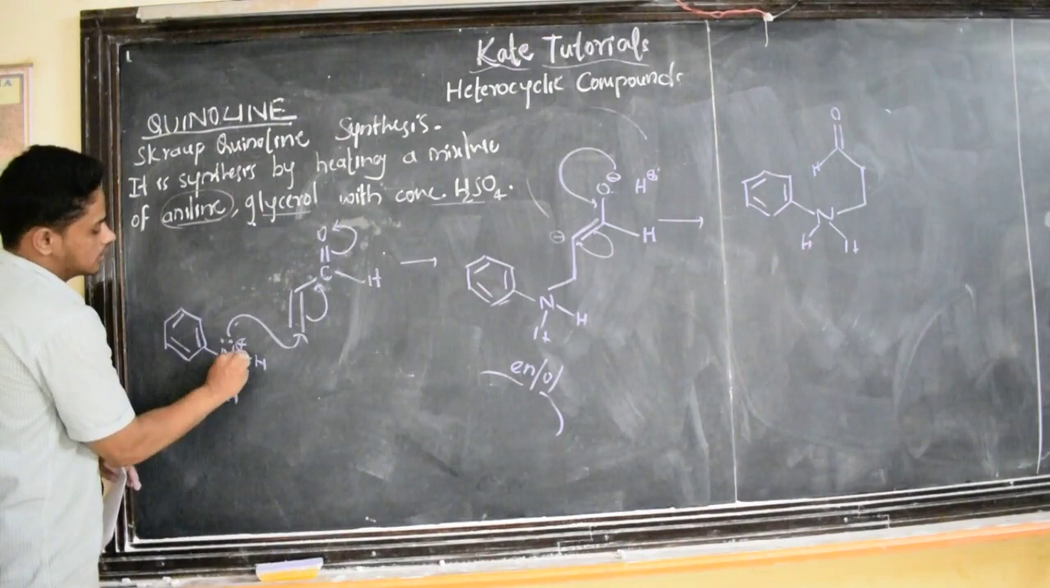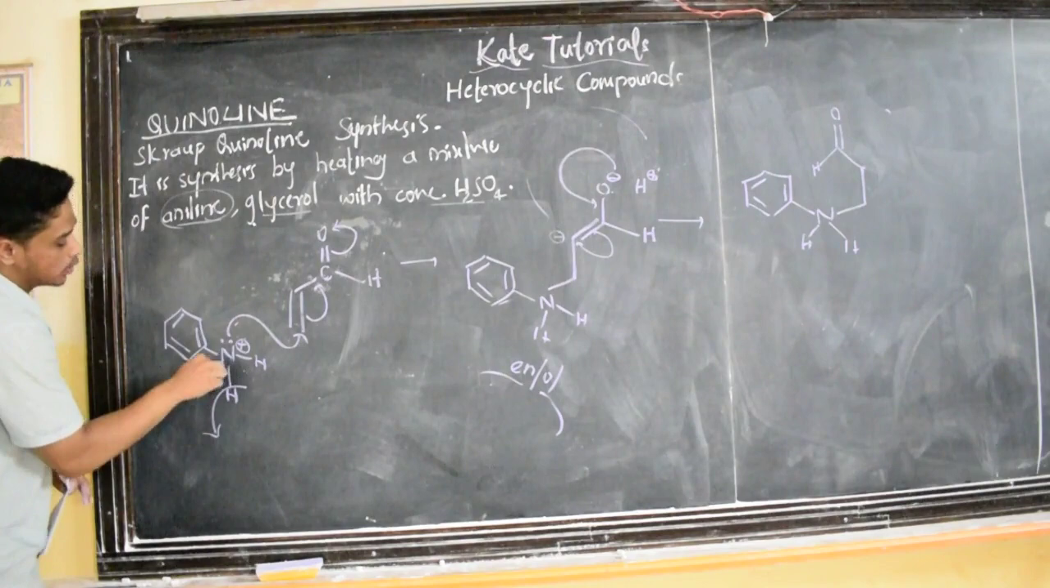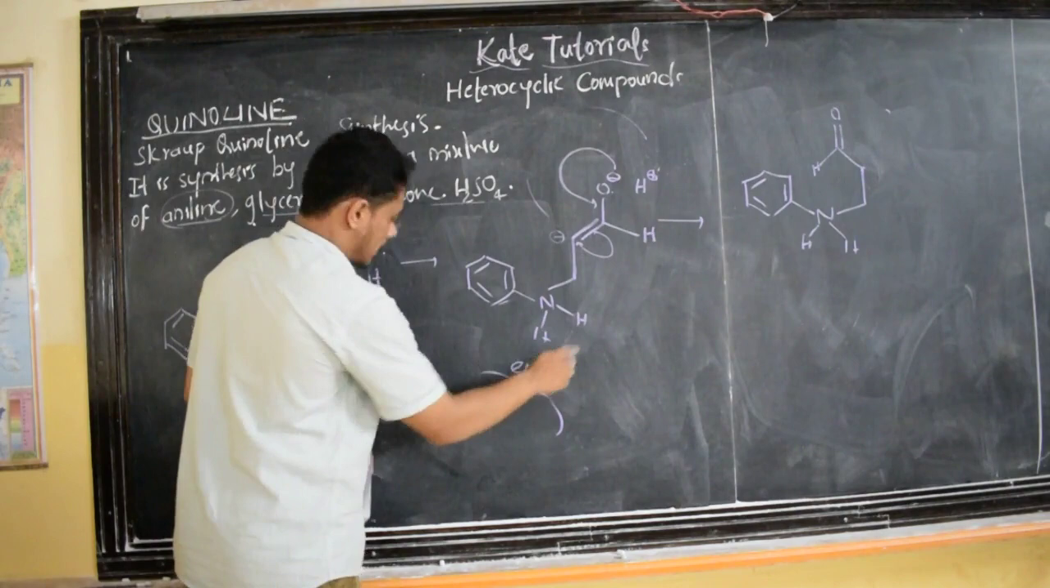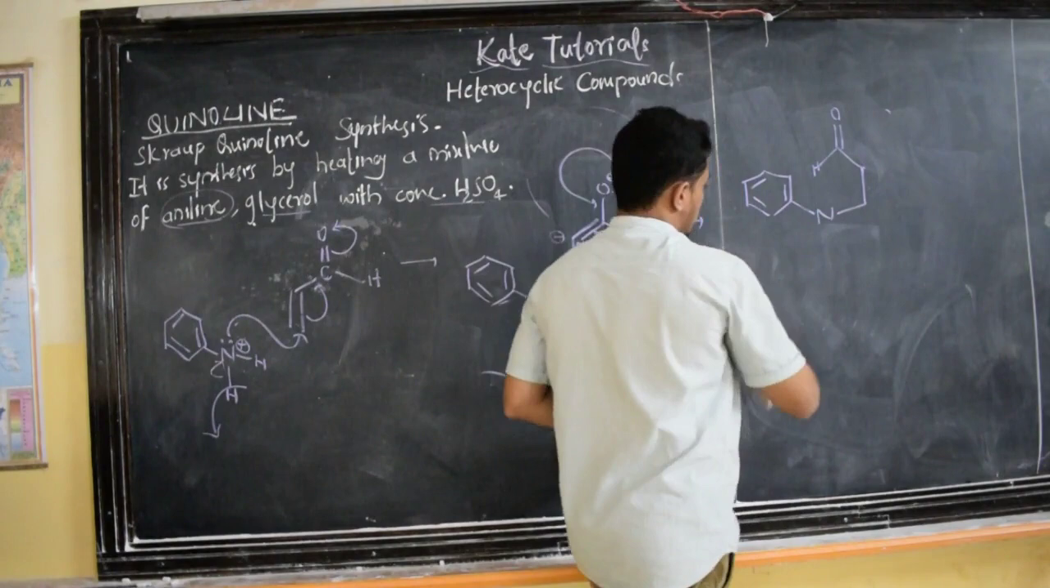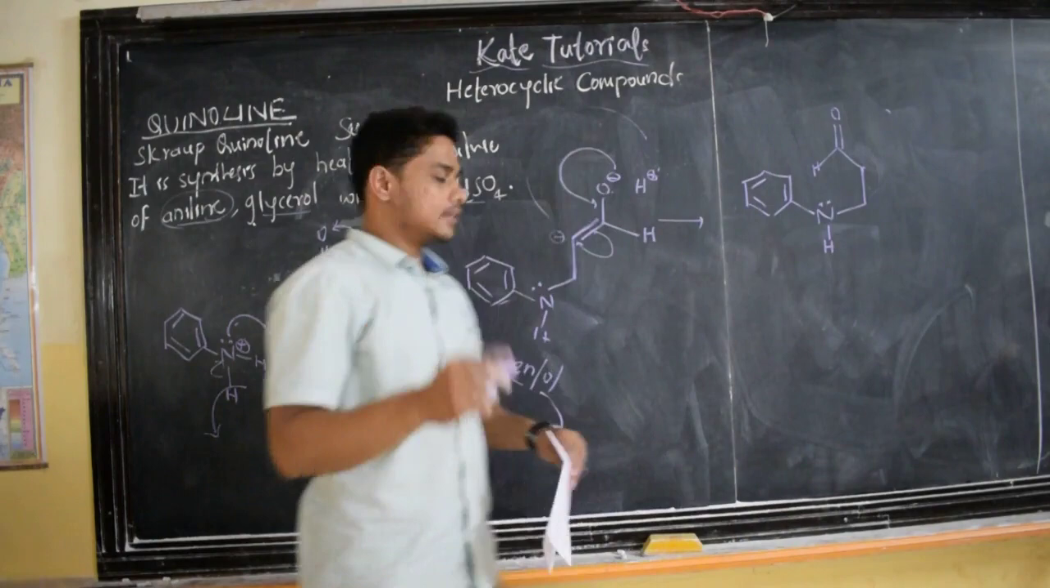To remove that positive charge, what it does? It removes this proton and it becomes neutral. So what happens is, it has not got 2 hydrogen here, it has got only 1 hydrogen. Becomes neutral, that it consists of 2 lone pair of electrons. So here it is wrong. So I have only 1 hydrogen here and it has got 1 lone pair of electrons. I have explained it. Clear enough?